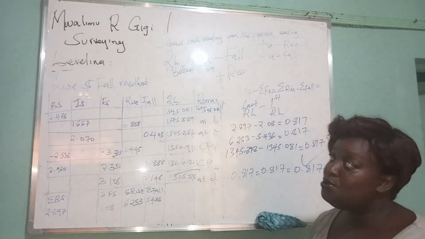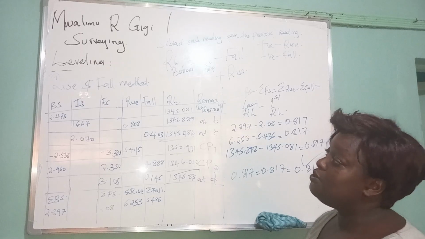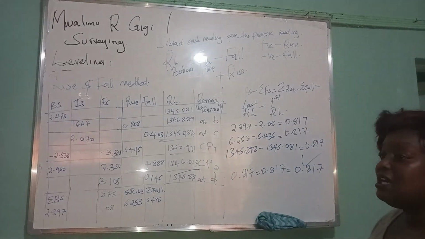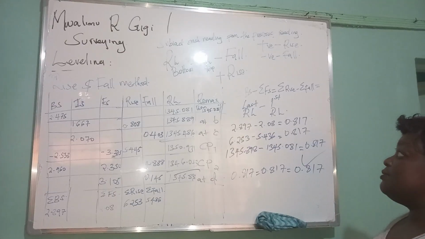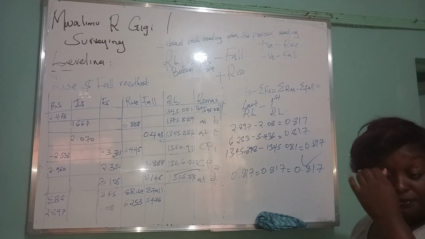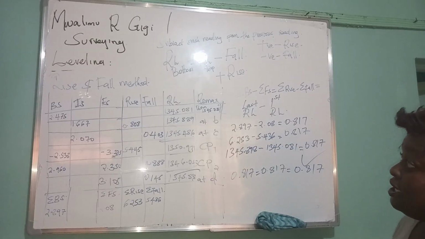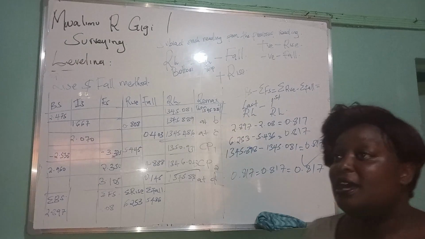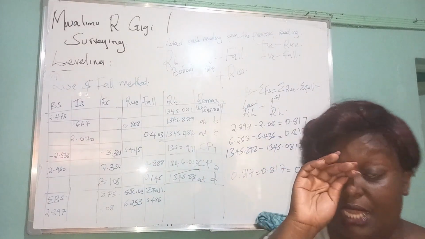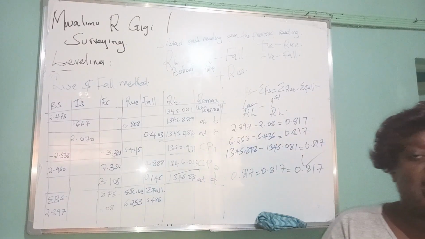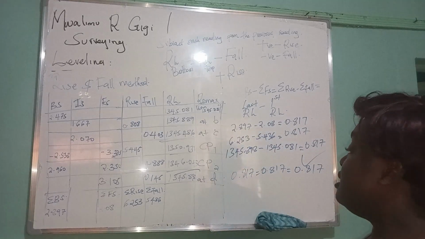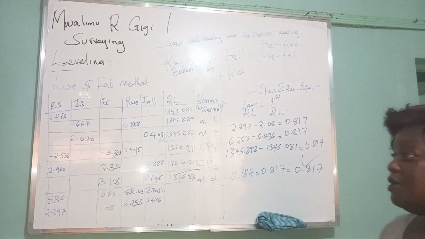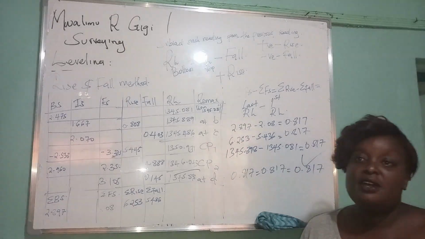So this is how you reduce your level using the rise and fall method, and then you perform the arithmetic checks. So I think that is it for today, and I hope you have understood. If you have not understood, please don't hesitate. Just comment on the comment section and let me know, and I'll repeat this over and over again.